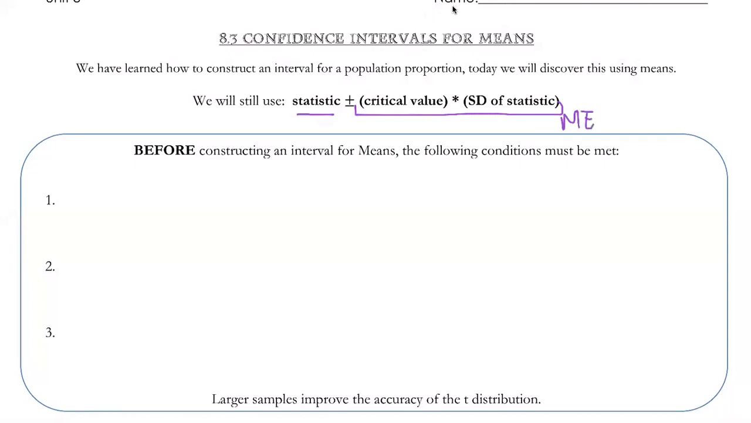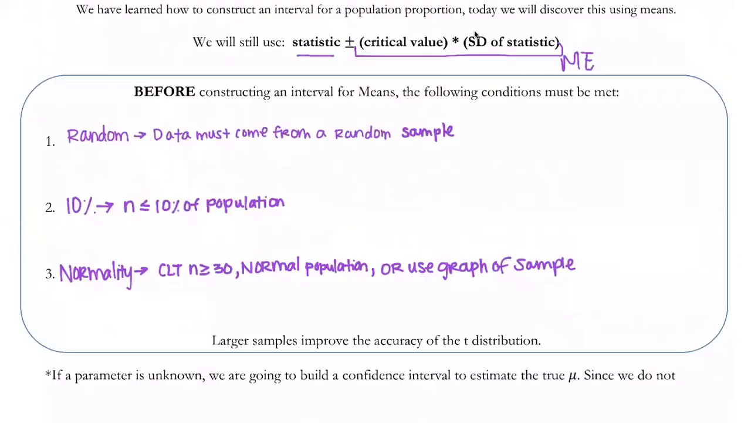So to get started, we're going to go ahead and go through the conditions. I'm going to put them up there. Go ahead and jot them down on your notes. Okay, go ahead and jot these down. Similar as last time: random, 10%, and normality.